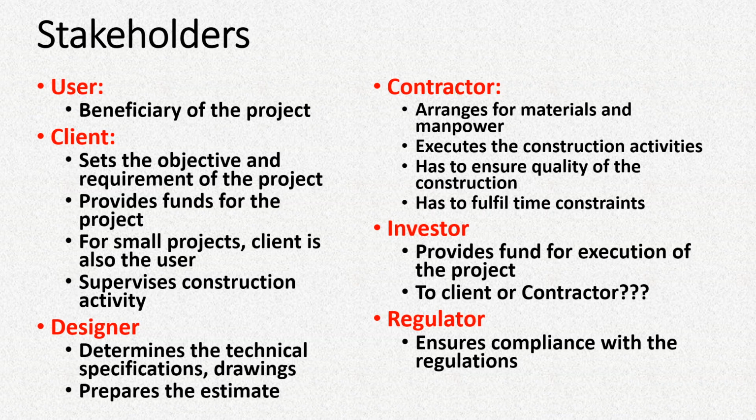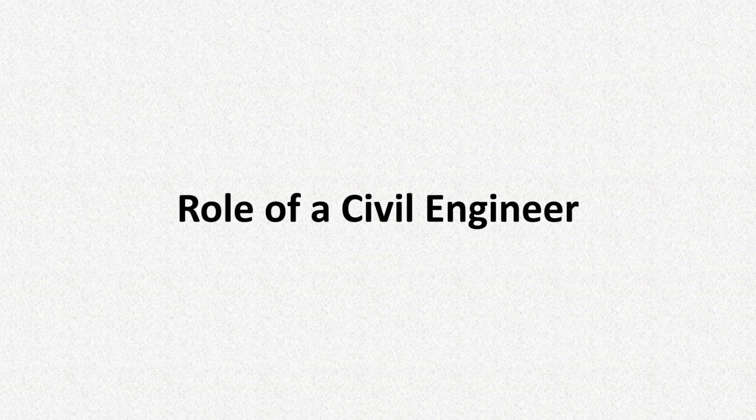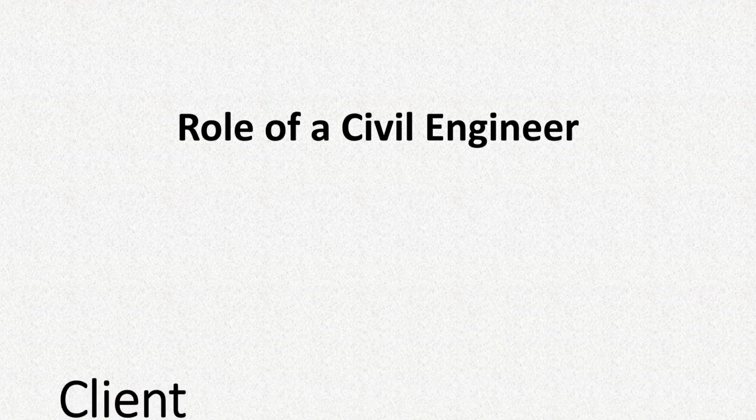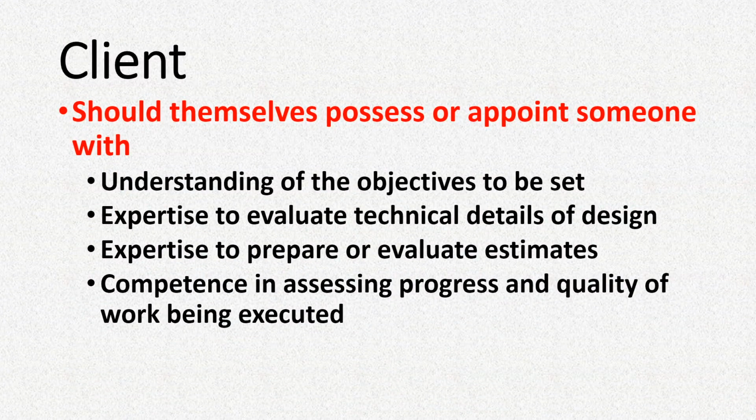So this is in brief what the different stakeholders mean in a construction project. Now let's go to the role of a civil engineer in a construction project. So the role of a civil engineer may be in form of different stakeholders. For example, the civil engineer may be the client or may work for the client. Now, why is it so? The client should have or possess the understanding of the objectives to be set.